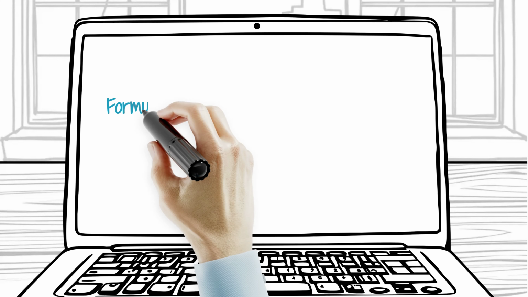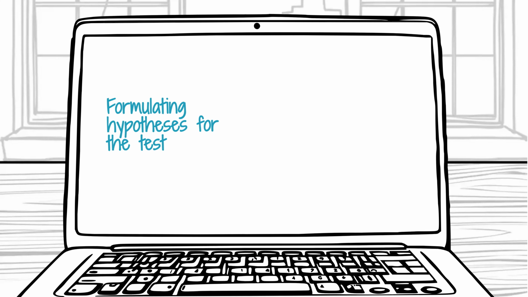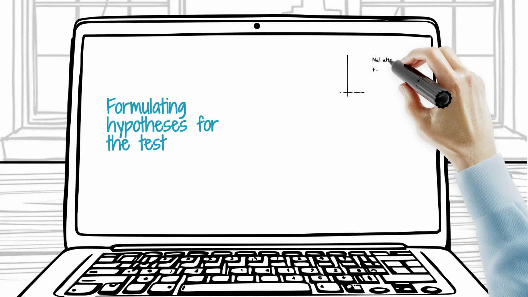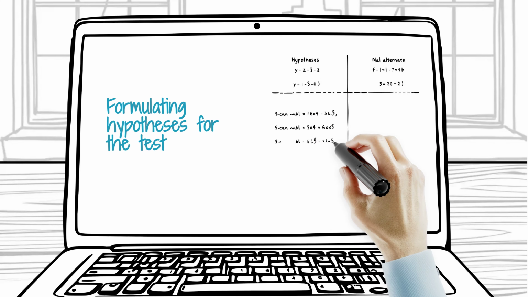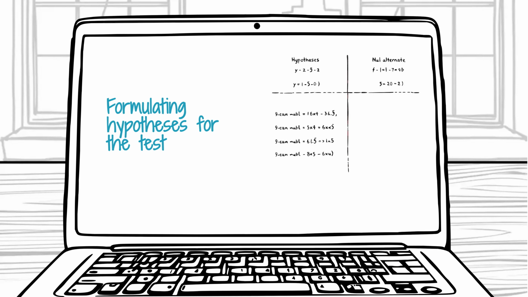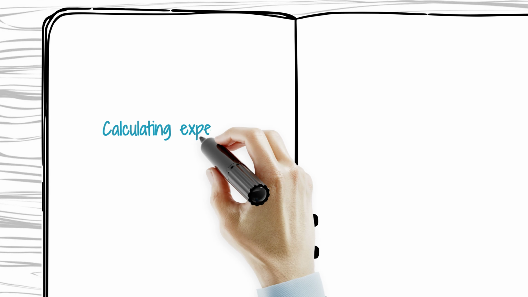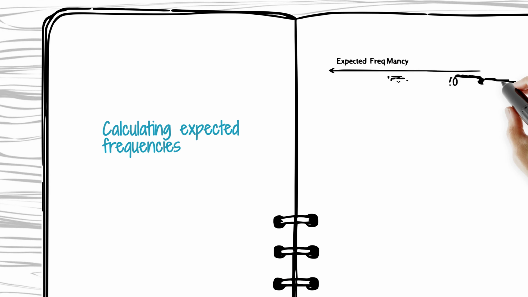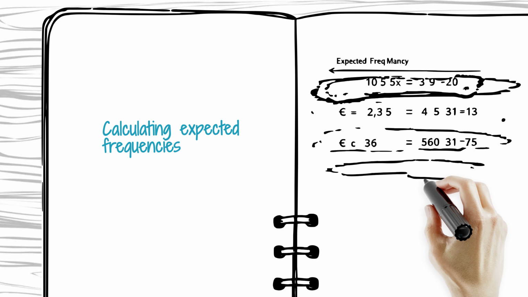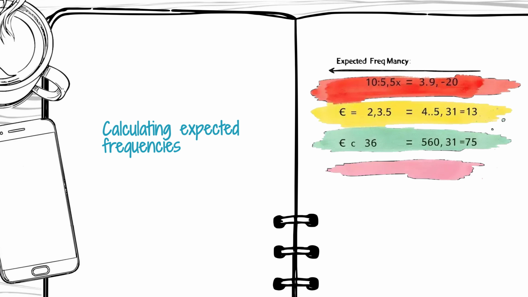Now, on to performing the chi-square test. Begin by formulating your hypotheses. Your null hypothesis states there is no association between the age group and ice cream preference, while your alternative hypothesis suggests there is a significant association. Next, calculate the expected frequencies for each cell. These are the frequencies you would expect if there were no relationship between the variables, based on the marginal totals.